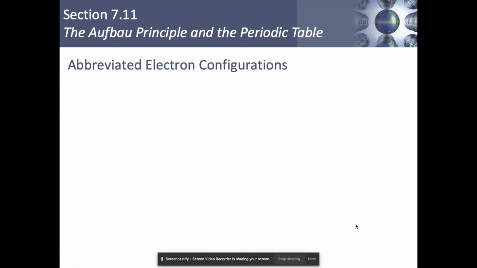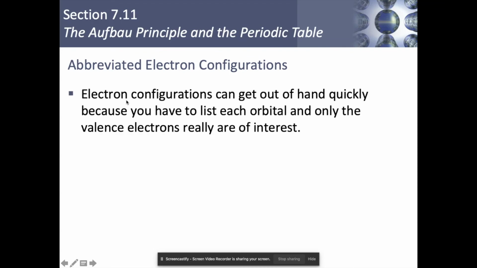All right, so last but not least, the abbreviated electron configuration. Electron configurations can get out of hand very quickly because you have to literally list each orbital, and only the valence electrons are really of any interest to chemists. The core electrons don't really do anything. So there is a shortcut way.